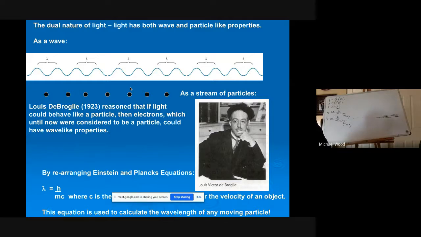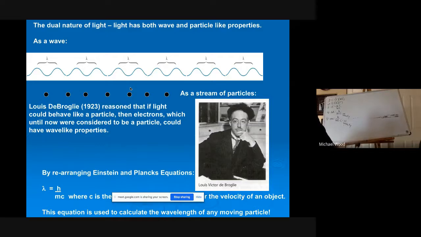So light acts as a wave, and that's what that diagram is showing, the waves and the wavelength. But then under it, it looks like baseballs or billiard balls. Light also acts as a stream of particles. And so Einstein said light acts as a particle. He got that from the photoelectric effect, but then light also acts as a wave. It has all the characteristics of a wave.